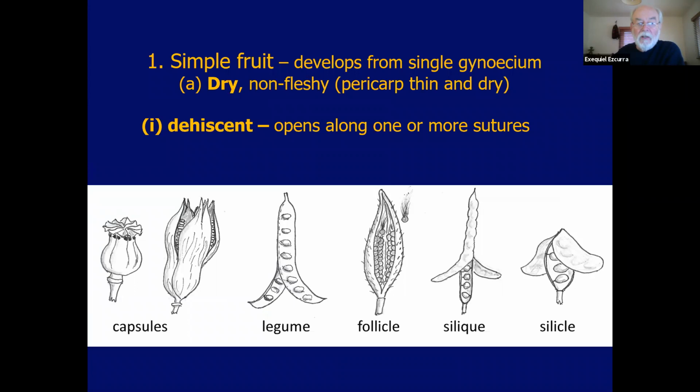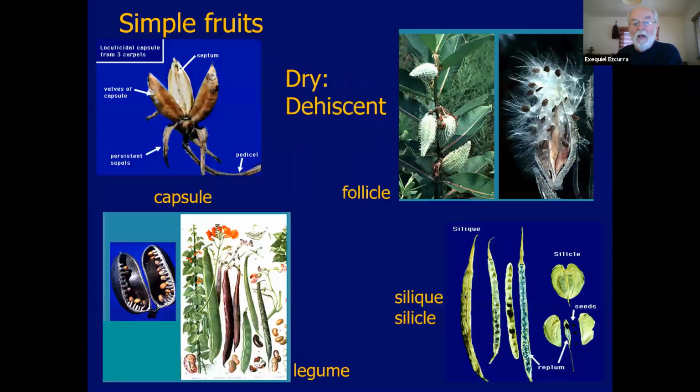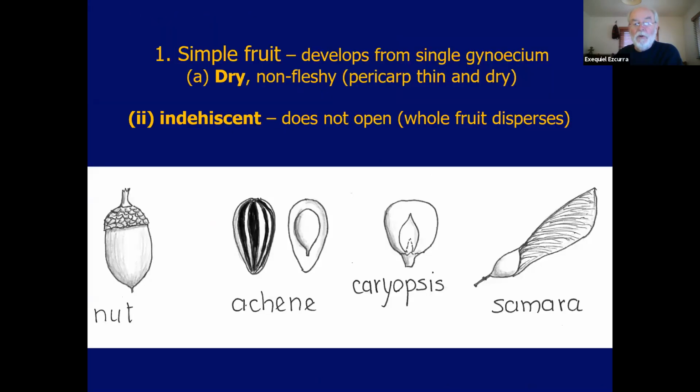We discussed dry fruits in two categories. Dry fruits that open along suture lines and gradually release the seed into the environment, which we call dehiscent. The act of dehiscing is the opening of a plant pod along a suture line. So capsules, legumes, follicles, siliques, and silicles.